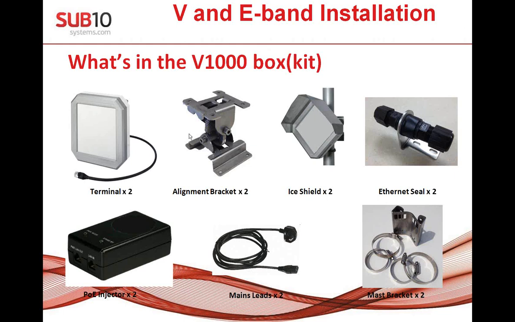Then you have two alignment brackets. You have two ice shields, which is this metal part that is put on top of the unit. You have two seal kits. You have two power injectors. Based on specification, you have a UK, US or European power cord, and you have two mast brackets to be able to connect the unit to the mast, plus this metal ring to be able to make the connection. You also have a box with screws to connect everything together. It means this bracket with the terminal and the bracket with the mast bracket.